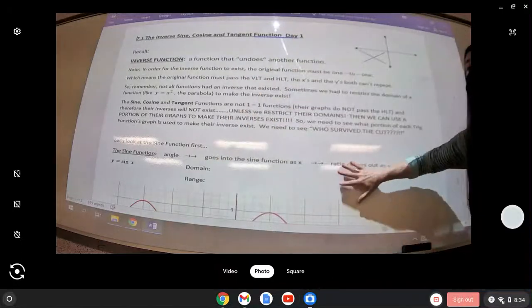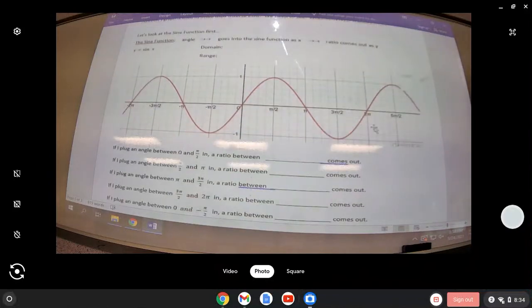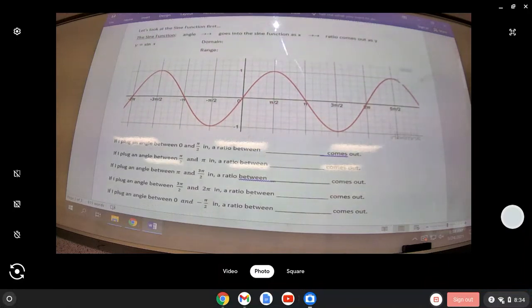All right, so we're going to do the sine function today. We'll get into cosine and tangent hopefully tomorrow. All right, this is going to be a little difficult because there's so many things I need on my screen at once, and I hope they all fit.